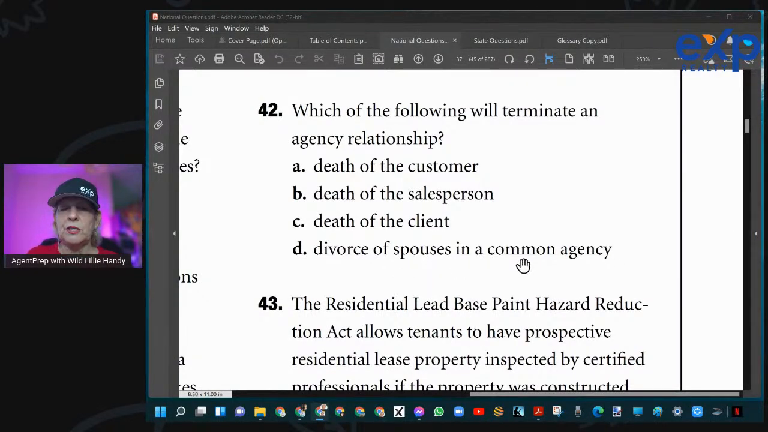The divorce of spouses has nothing to do with agency relationship in a real estate transaction, right? We're dealing with real estate transactions here with brokers, realtors, agents, and clients or customers.